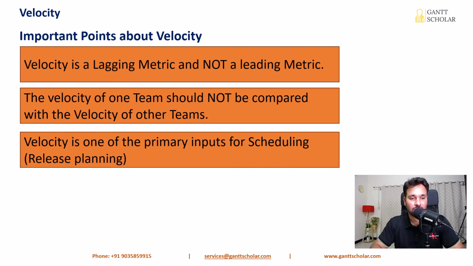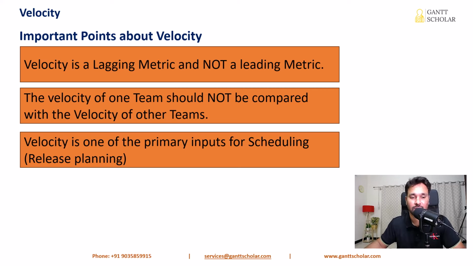Third thing is, velocity is one of the primary inputs for scheduling, for doing release planning. I have made another video on release planning. You can see the link of this video in the description. We take the total amount of work in the product backlog in terms of story points, and we divide that by the velocity to calculate the number of iterations we would need to complete the items in the product backlog.